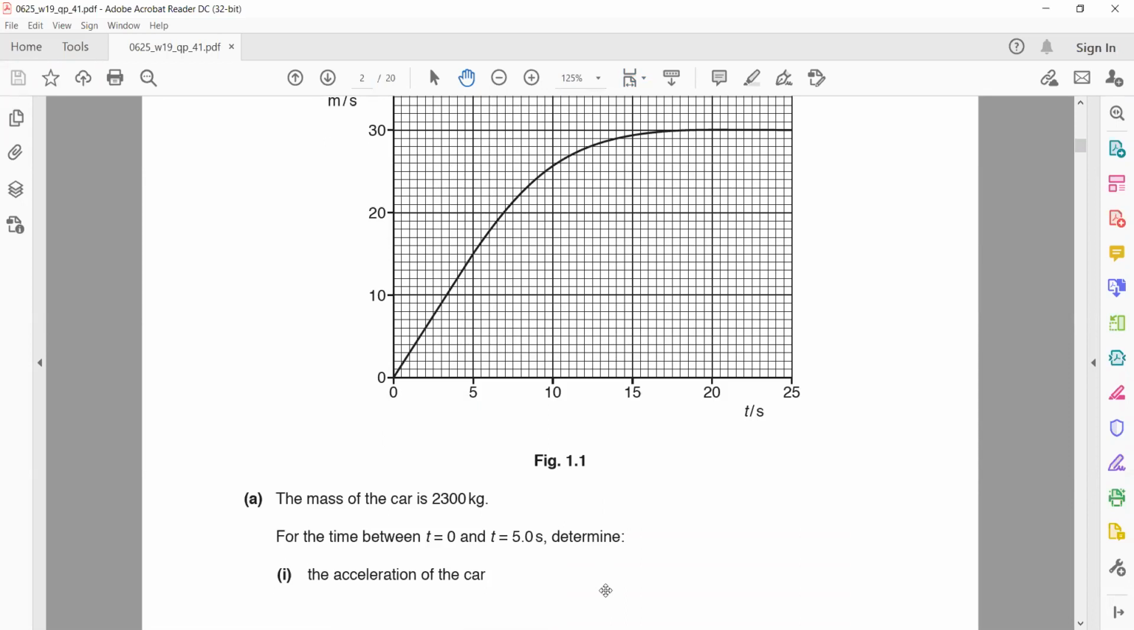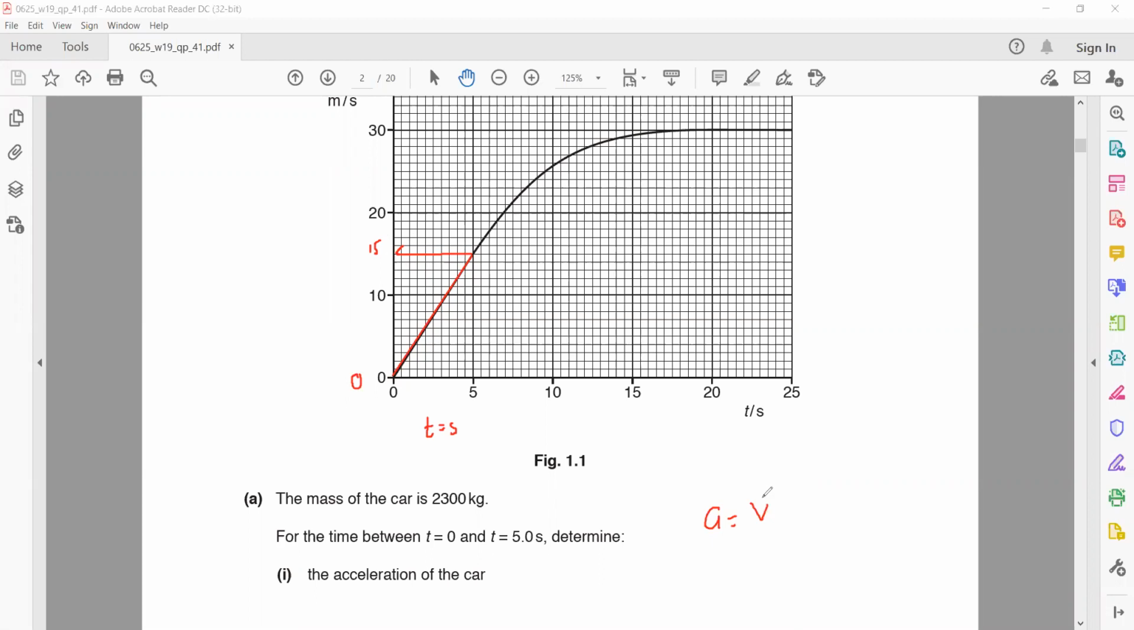The final speed is 15. The initial starting speed is 0 and the time interval is 5. To calculate the acceleration is v minus u over t, so we can use this equation. v is the final speed, that is 15. Initial speed is 0 and the time interval is 5. So that is equal to 3 meter per second square.